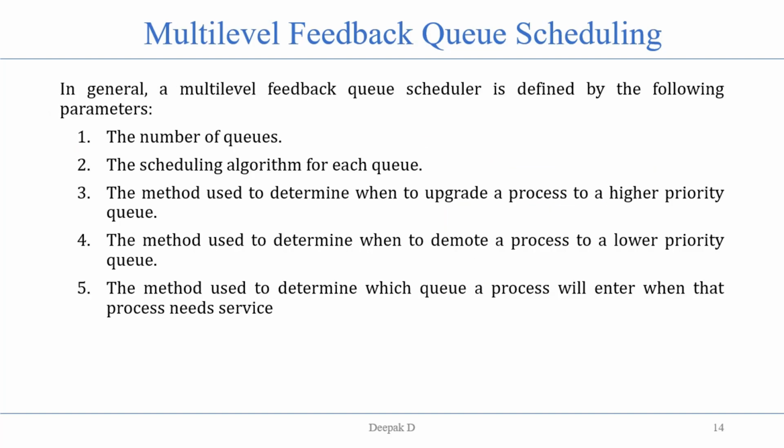There are some parameters we need to consider while defining the scheduler. The first is how many queues you require, and the scheduling algorithm for each queue. Then, the method used to determine when to upgrade a process to a higher priority queue. The fourth is the method used to determine when to demote a process to a lower priority queue. And the last is the method used to determine which queue a process will enter when it needs service. So these are all the parameters.